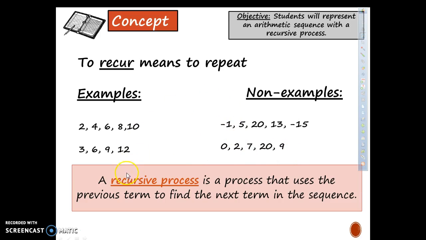So a recursive process, and make sure you get this in your notes, a recursive process is a process that uses the previous term to find the next term in the sequence. So we're going to use the previous term in order to find the next term. And that's why it's called recursive, because we're repeating patterns.